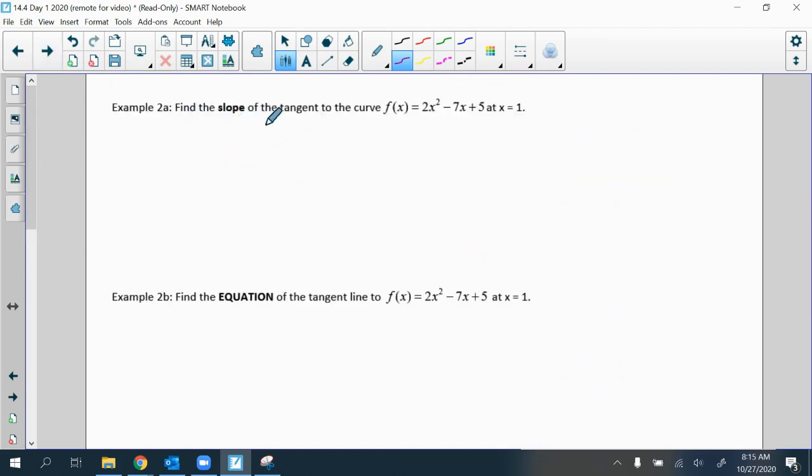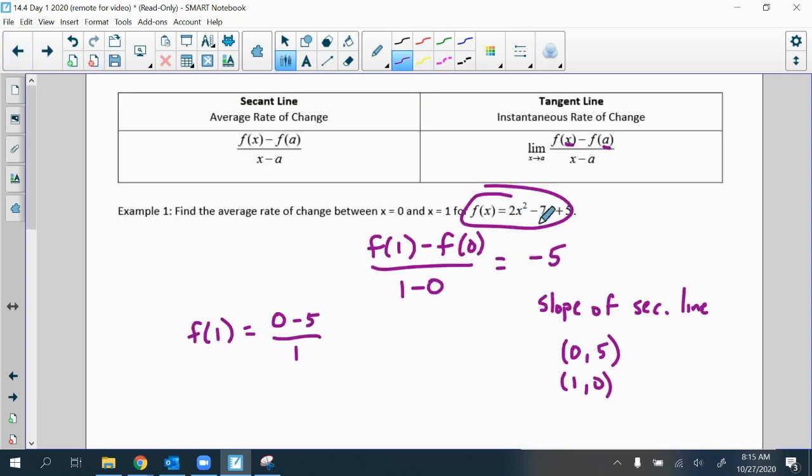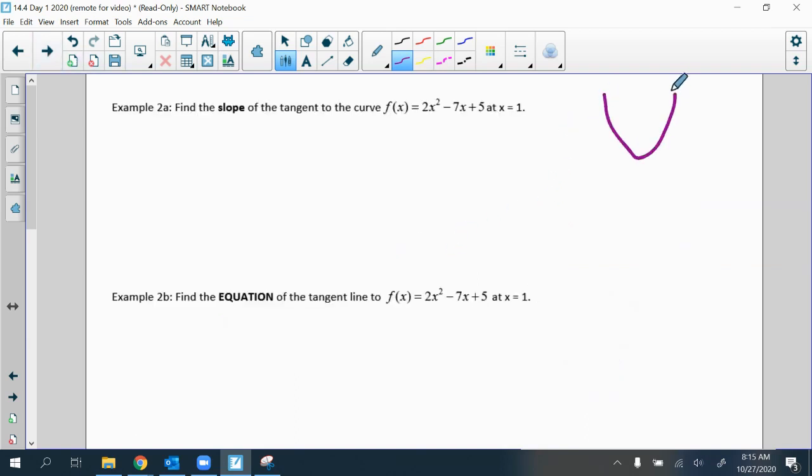So now we're going to find the slope of the tangent to the curve at this point. Remember, the secant line connecting (0, 5) and (1, 0). It's not quite the vertex, but there's my slope there. What I'm trying to do is take this parabola, and at x equals 1, find the slope of this tangent line. So I would say the limit as x approaches 1 of f of x minus f of 1 over x minus 1.